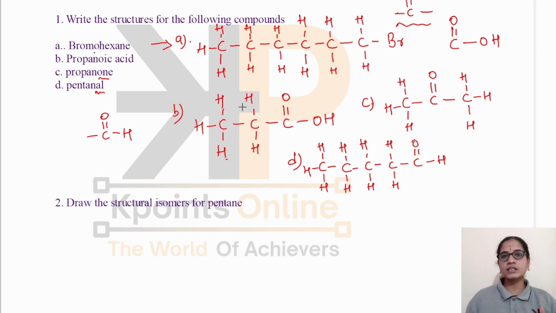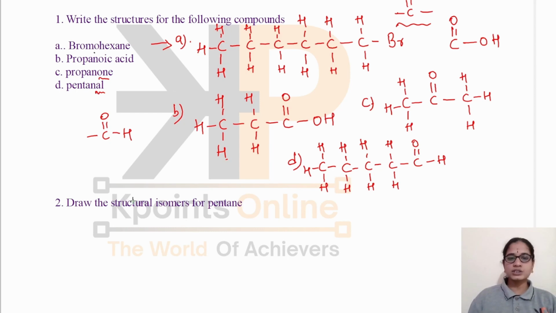First, we have to count the carbon atoms by seeing the keyword here. Hex means 6 carbon atoms. Hept means 7 carbon atoms. Pent means 5 carbon atoms. Then we are going to observe what the functional group is, and we are going to write the functional group in the structure.